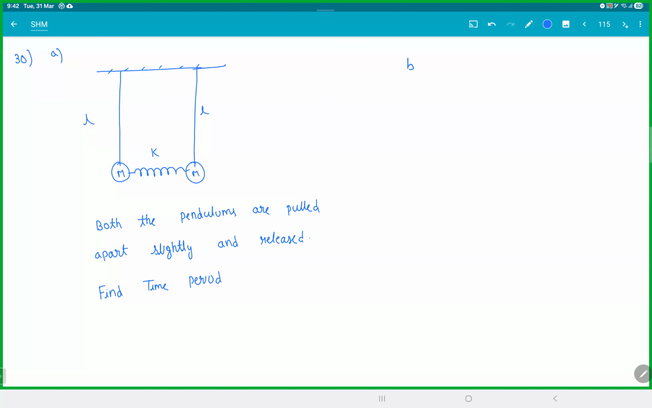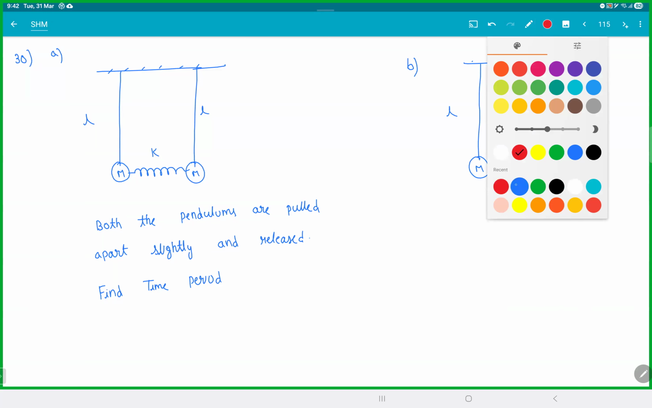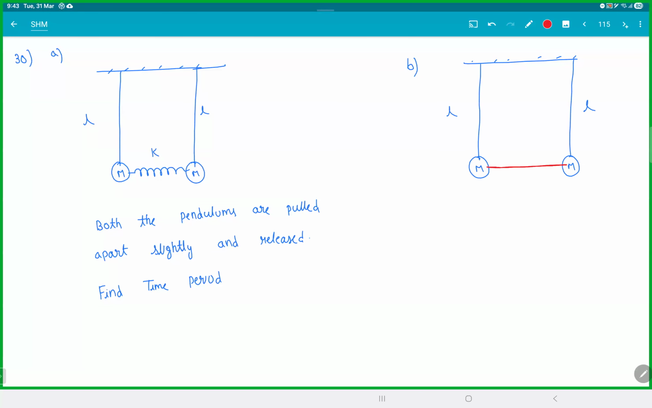Same question. The better question would be this: what if there is a rubber band instead of a spring? Same spring constant. Rubber band or elastic thread, so they will use these kind of words. Both are the same. They get the time period for both of them.